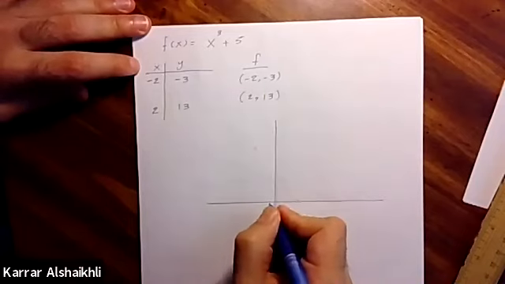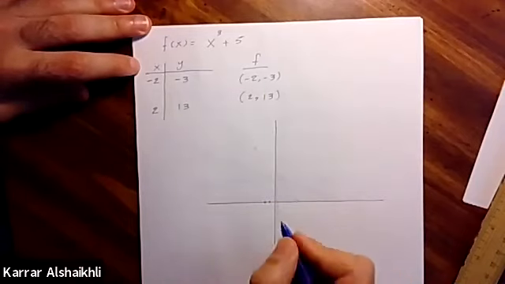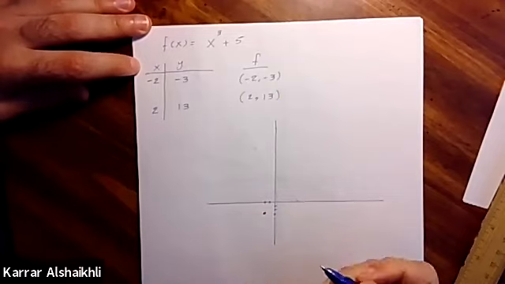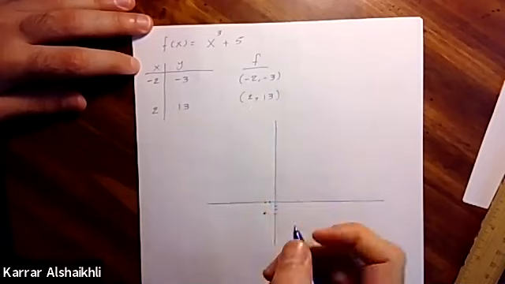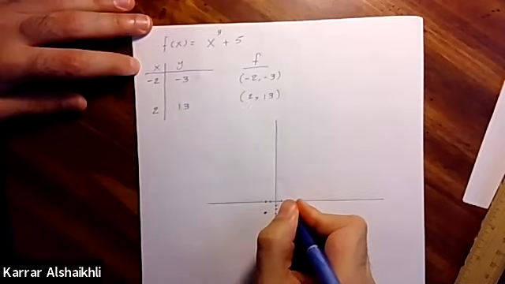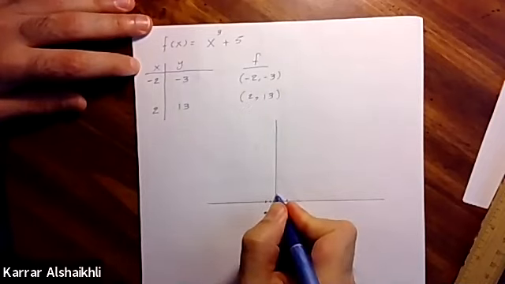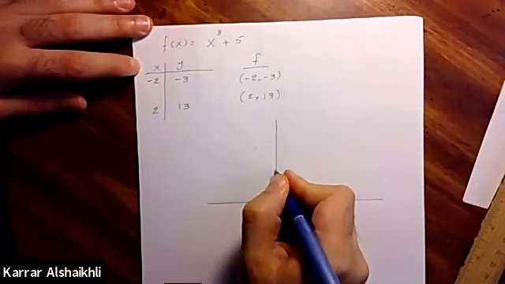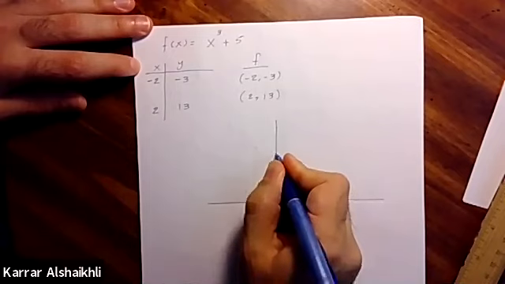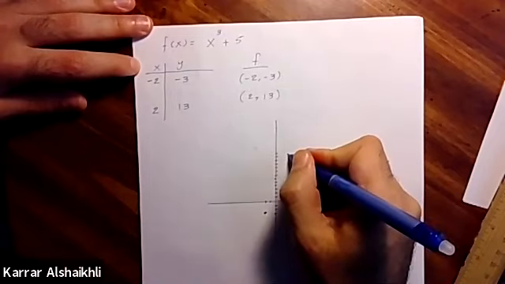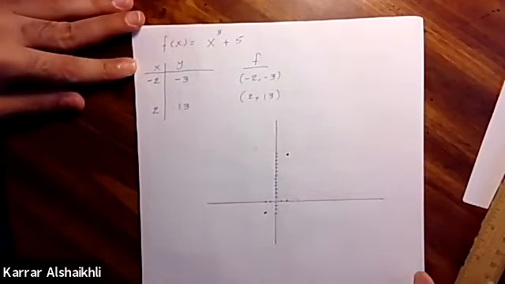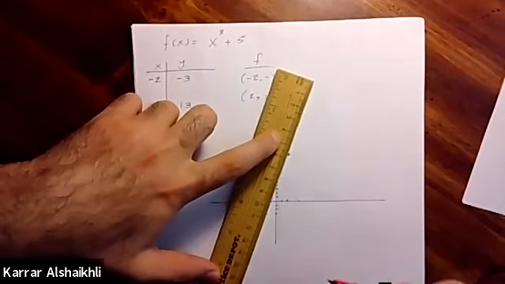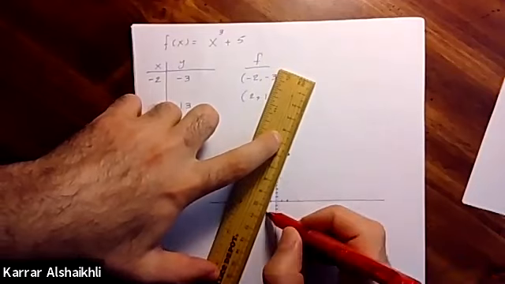-2 and -3: 1, 2, 1, 2, 3. So here's the first point. 2, 13: this is the 2. 13: 1, 2, 3, 4, 5, 6, 7, 8, 9, 10, 11, 12, 13. It's going to be here. So you see, this is the graph of f. I'm just going to put a line between these 2 points.